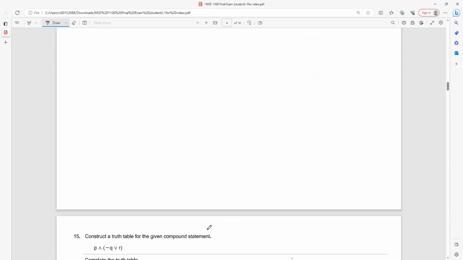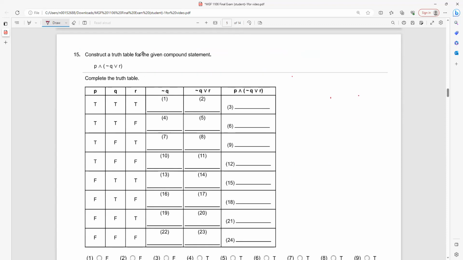For number 15, we want to construct this truth table here. So we're putting either true or false in each of these spaces. Our statement here, we have P and not Q or R. So starting our truth table with each of our elements, we listed P, Q, and R. Then we listed not Q. We listed that combination of Q, not Q or R, and then the entire compound statement. So P and not Q or R.